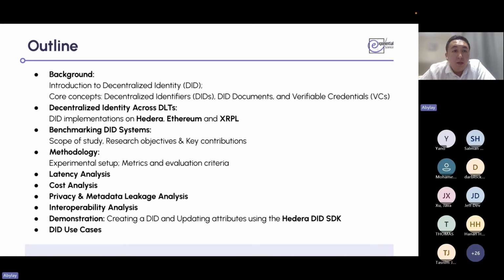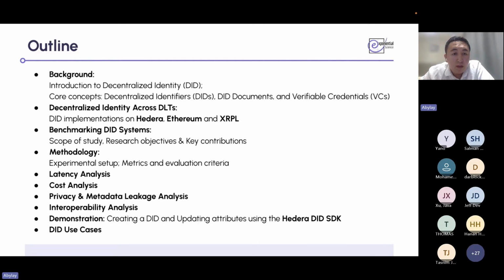Amazing. So today the topic is decentralized identity. Here's the outline. As we have different people from different backgrounds, I will provide some background on core concepts of DID, including DIDs, verifiable credentials, and so on. Then I will provide some brief background on decentralized identity across DLTs, including Hedera, Ethereum, and XRPL.